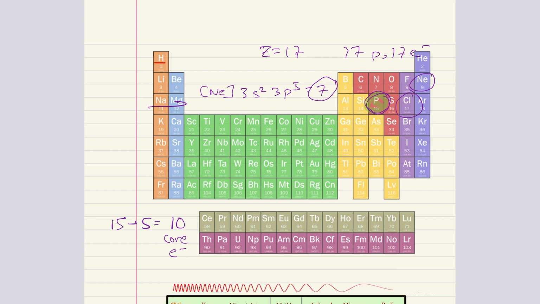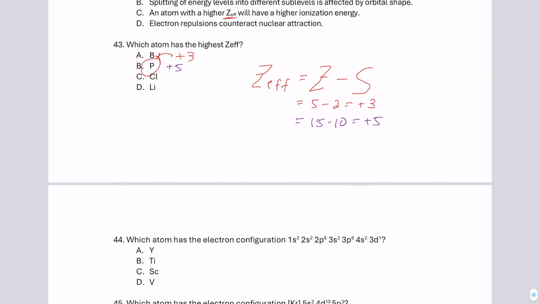How many core electrons does it have? To figure that out, we take our total number of electrons and subtract the number of valence electrons. 17 minus 7 is equal to 10. So chlorine has 10 core electrons. This is our S value, and 17 is our Z value. So for chlorine, the effective nuclear charge is going to be 17 minus 10, and that's equal to plus 7.